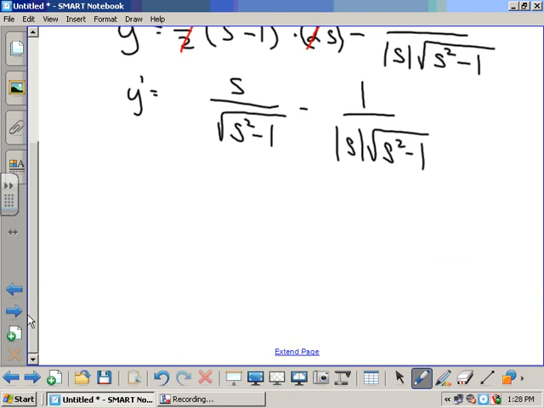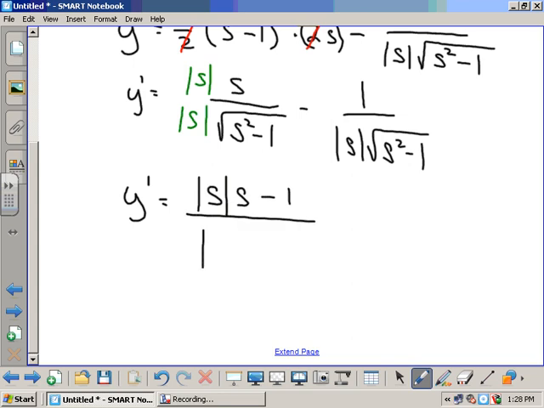So the only thing we can do now to make this a little more simple would be to get a common denominator. So the only thing missing from the left part is the absolute value of s. Now that we have a common denominator, we can write our final answer. Absolute value of s times s minus 1 all over this common denominator. Absolute value of s times the square root of s squared minus 1.